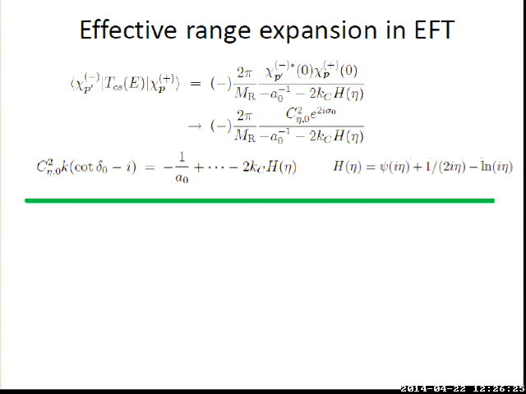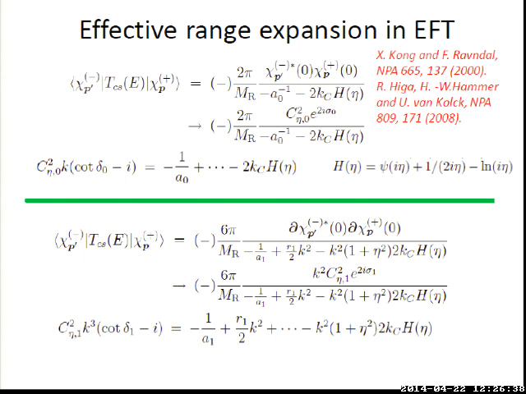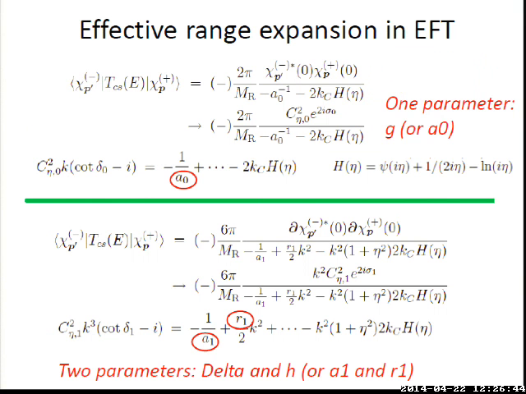And there is a standard effective range expansion for this case. I just want to mention the reference for this one, for the S wave. And similarly, for the P wave, you also have a similar effective range expansion. What you want to take away is, again, for the S wave, you have 1 parameter. For the P wave, you have 2 parameters in our problem.